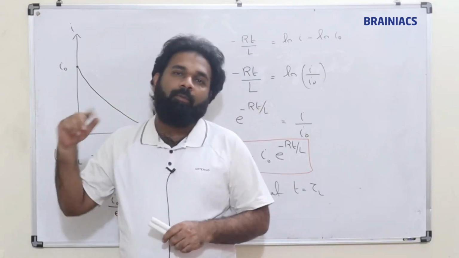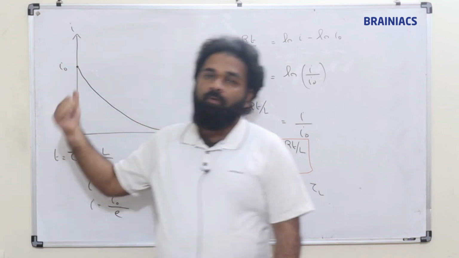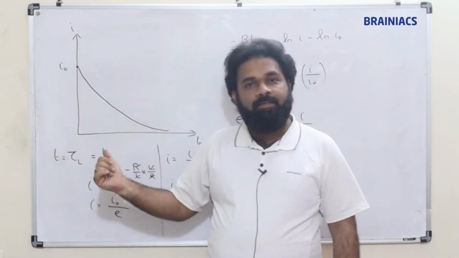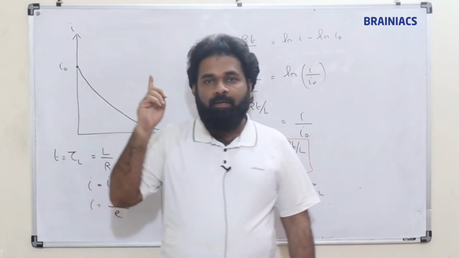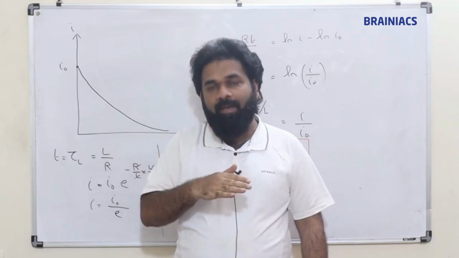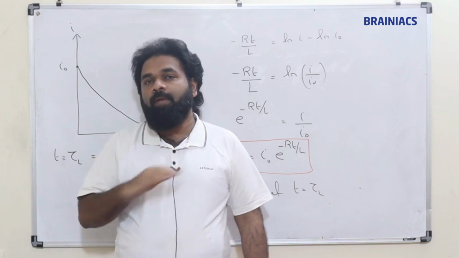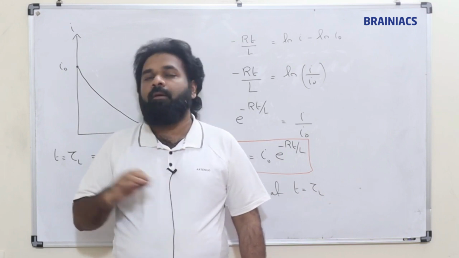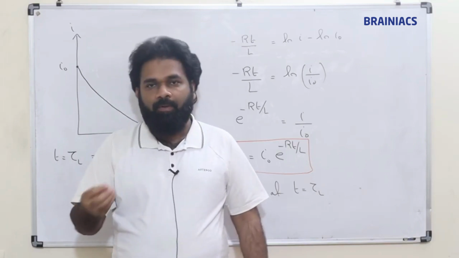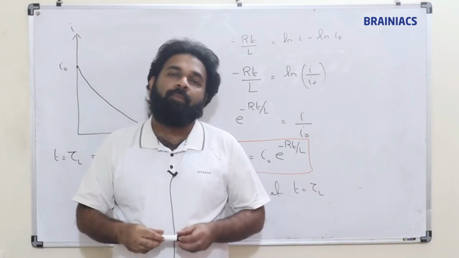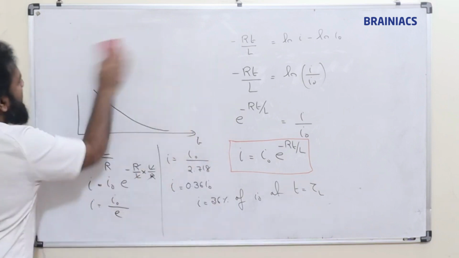For growth of current, remember the formula I is equal to I naught into 1 minus e raised to minus RT by L. For decay of current, use I is equal to I naught into e raised to minus RT by L. If it is immediately switched on with the battery, the inductor will not allow current. Immediately after switch on, the current will be zero in the inductor. It is like an open circuit. After some time, it will allow current, and then it will become a short circuit.